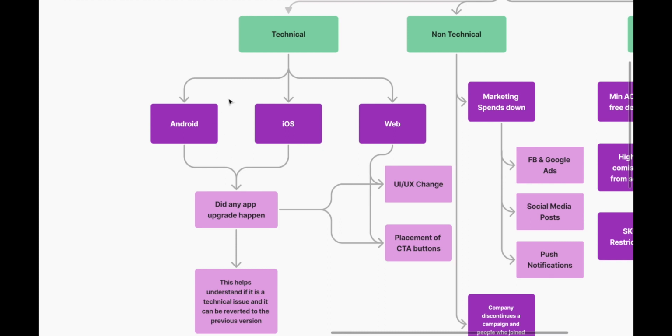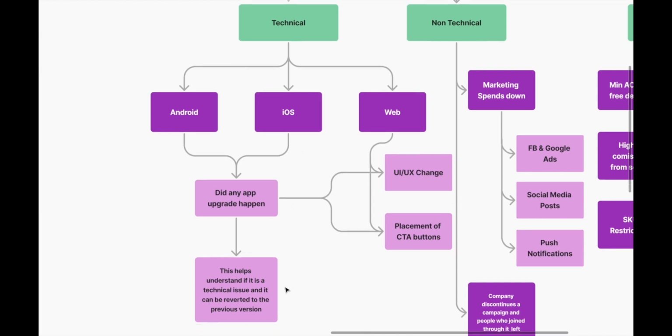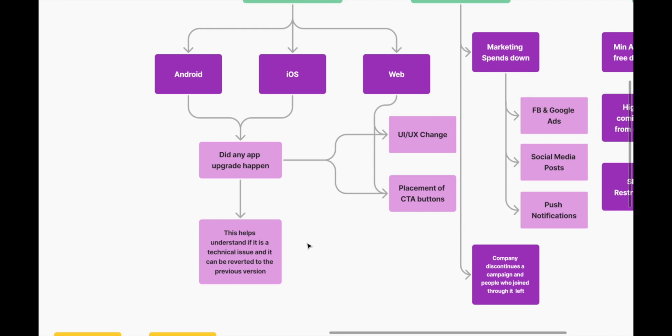For example, if it is happening on Android or iOS, we look at if there is any Android update or iOS update. If there is, we can know that this specific version of the app caused a major downturn, and we can revert back to the previous version and check for any bug that was in the current version that was upgraded. And if this technical issue is understood, the entire thing can be reverted back to the previous way it was, and we can find what the bug is.